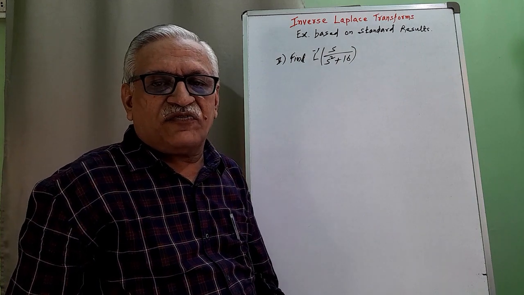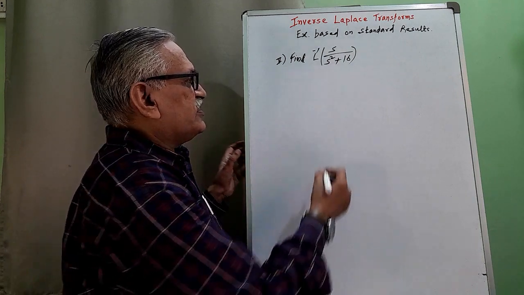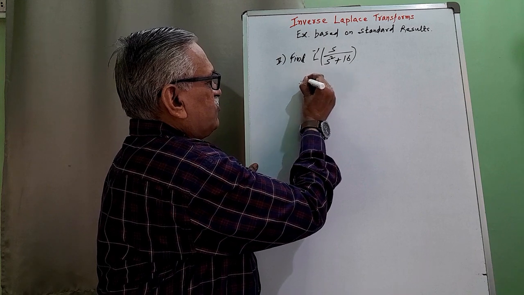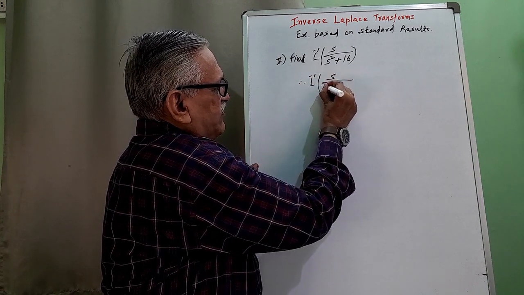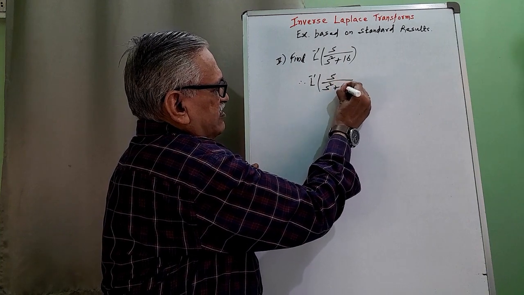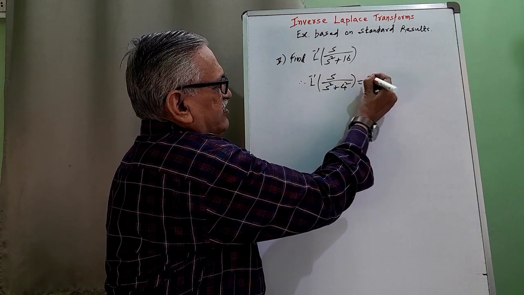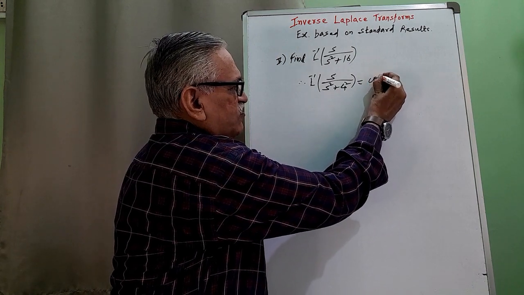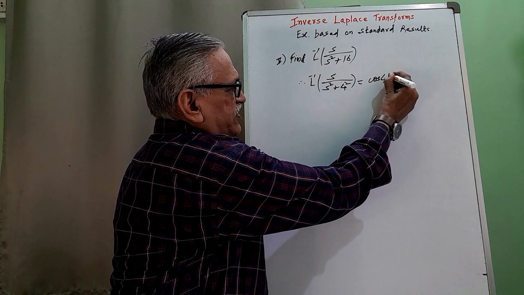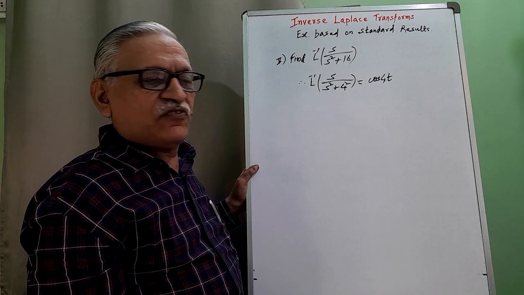Find inverse Laplace of s upon s square plus 16. 16 means 4 square, and therefore by the standard result, inverse of s upon s square plus 4 square is cos of at, a is here 4, and therefore it becomes cos of 4t as the required value.